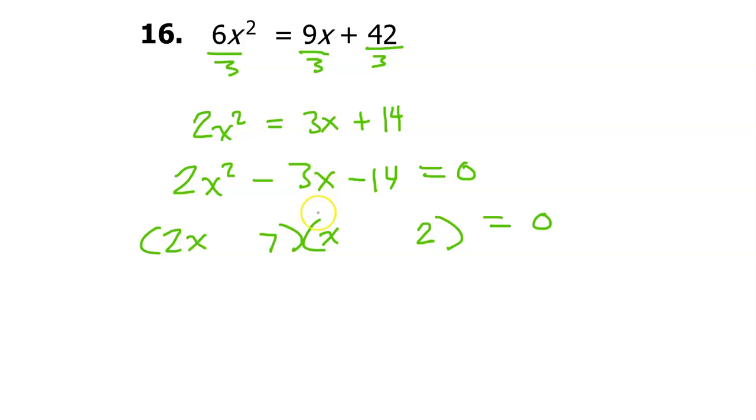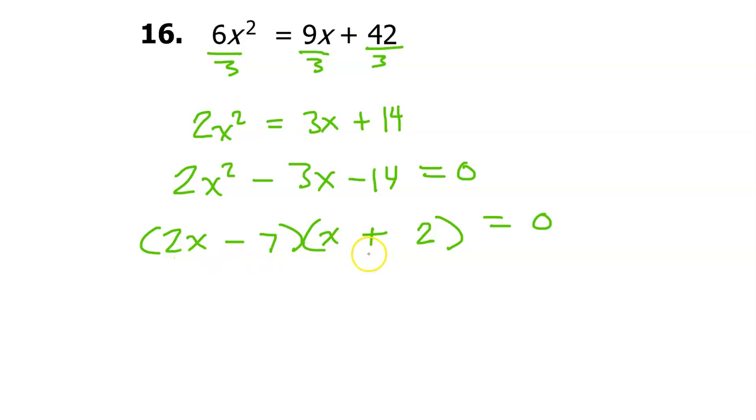Inner plus outer equals middle. Inner, I have 7x. Outer, I have 4x. I'm multiplying these. The middle is -3, so I can get a -3 if I have a -7 and a +4. So that means a negative here and a positive here. Check one more thing. -7 times +2 does give us -14, so we have factored correctly.